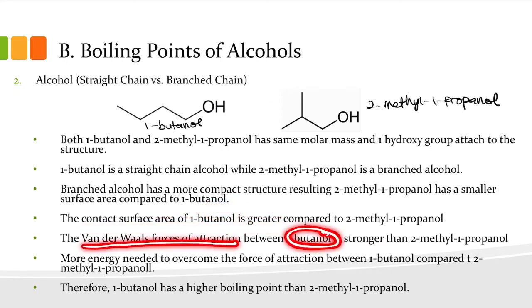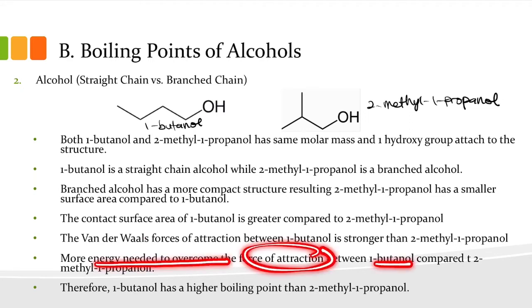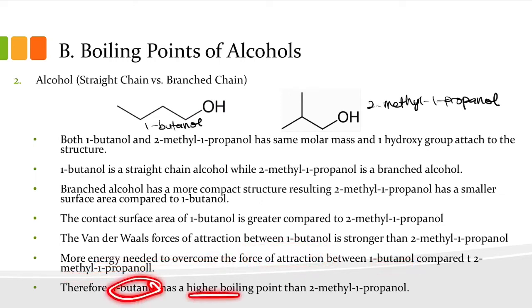The van der Waals forces for 1-butanol also are stronger than 2-methyl-1-propanol. This will make more energy needed to overcome the force of attraction between 1-butanol molecules, and 1-butanol will have a higher boiling point compared to 2-methyl-1-propanol.